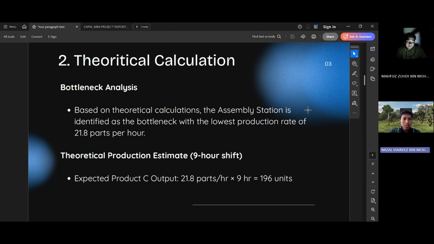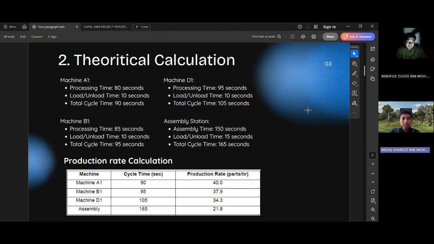So for the theoretical prediction, based on bottleneck analysis and accounting for break times, we predicted 169 product C units in 8 effective working hours. This calculation assumes perfect material flow and no additional constraints. However, as we'll see, the simulation reveals a different reality.